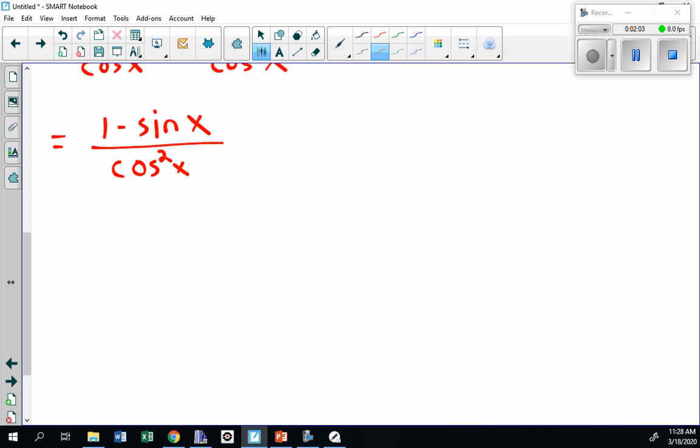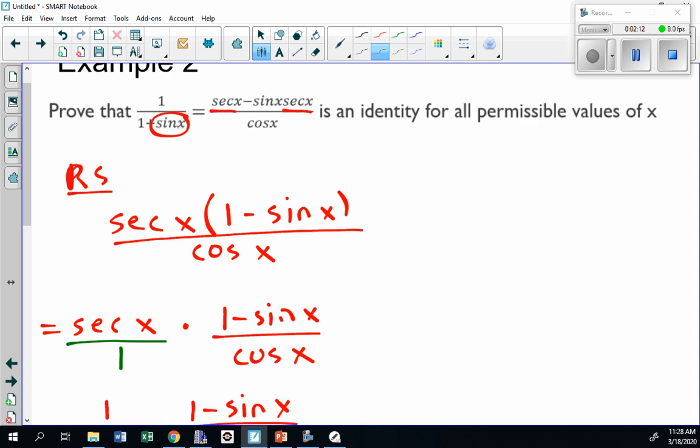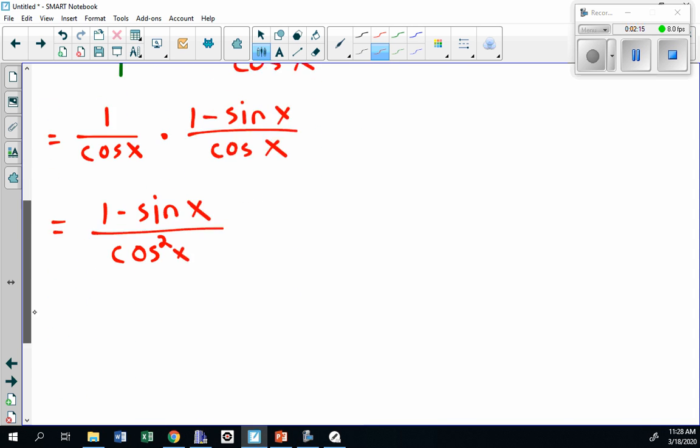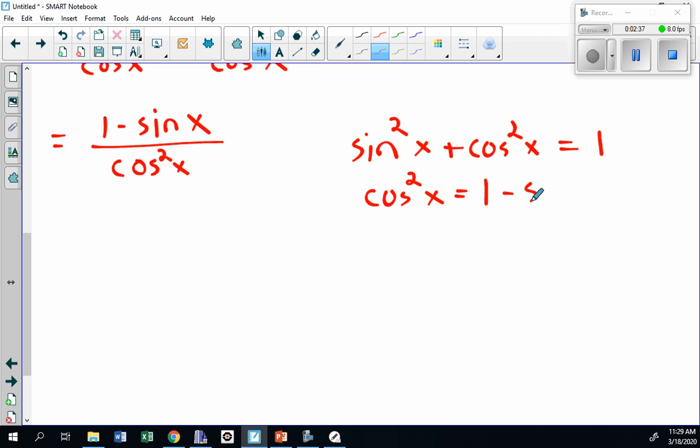Now we're getting really close to what we're looking for. If we go back to the right side, I see that there's a 1 in the numerator. So that means somehow I'm going to have to cancel out this 1 minus sine x. So looking at my formula sheet for identities, I can find that sine x squared plus cosine x squared is equal to 1. So if I rearrange that and isolate cosine x squared, well, then I'm left with 1 minus sine x squared. So I'm going to do that substitution just for the denominator.